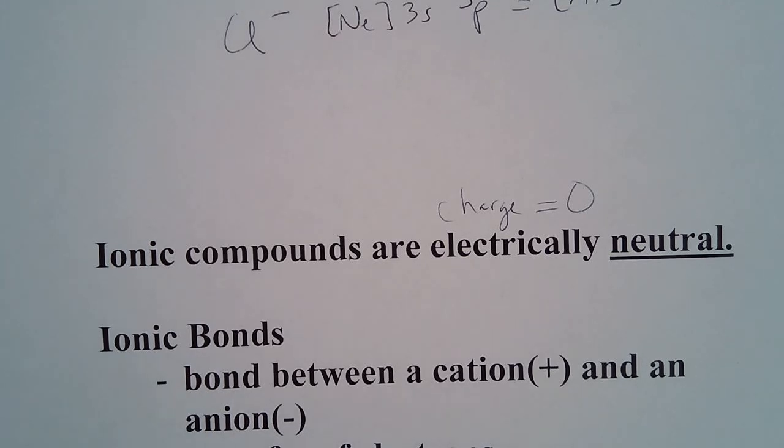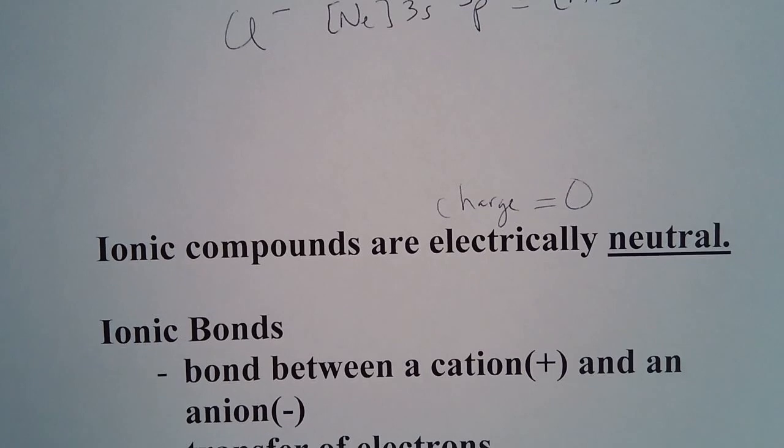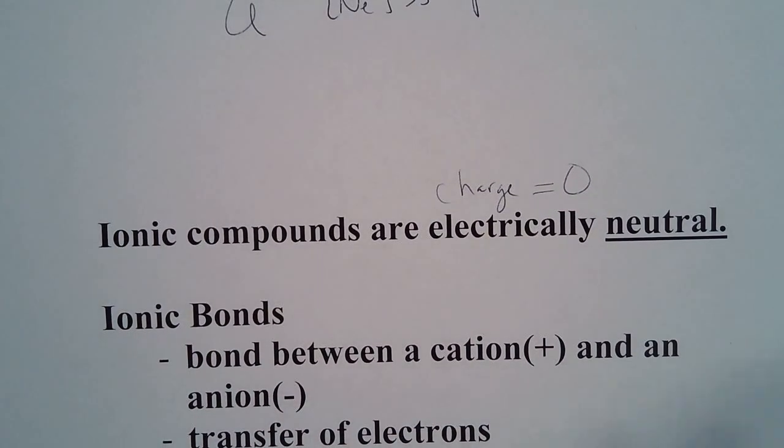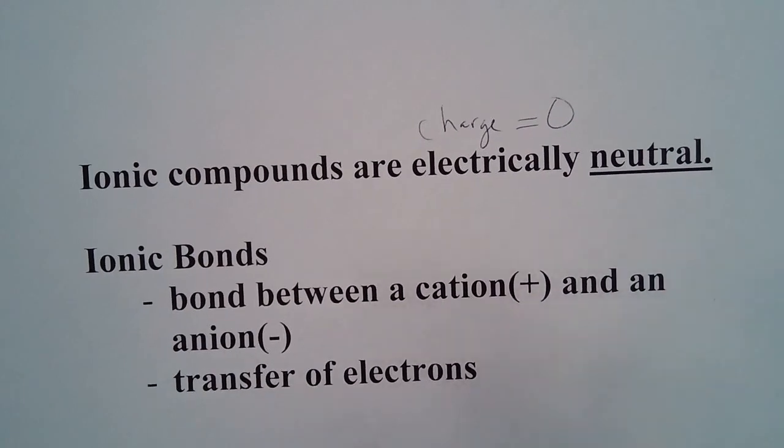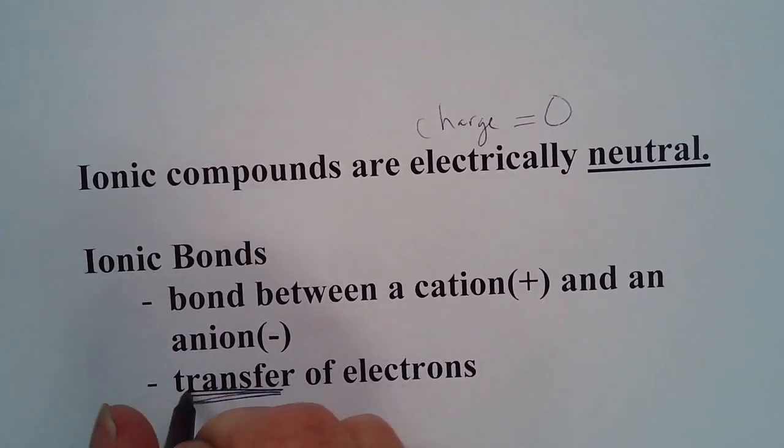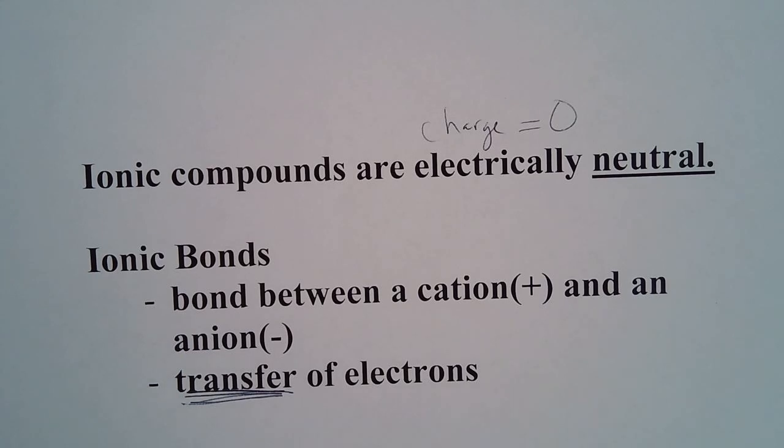Now, more specifically, when we're talking about bonds, okay, ionic bonds are going to be between a cation and an anion. And the word you must pay attention to when we are talking about ionic bonds is it is the transfer of electrons. It is the transfer of electrons.